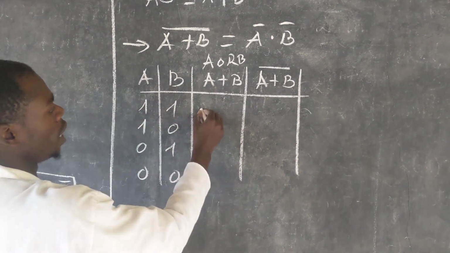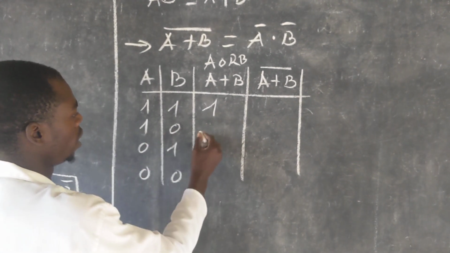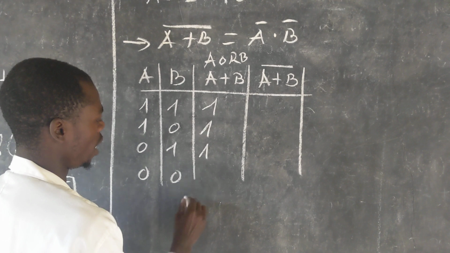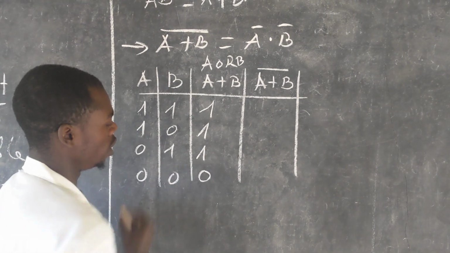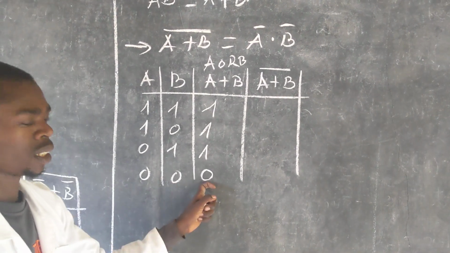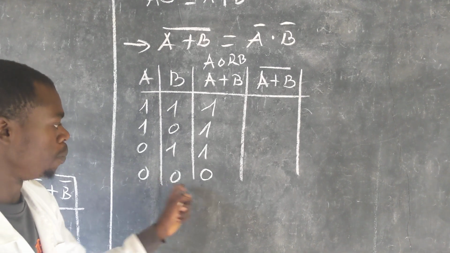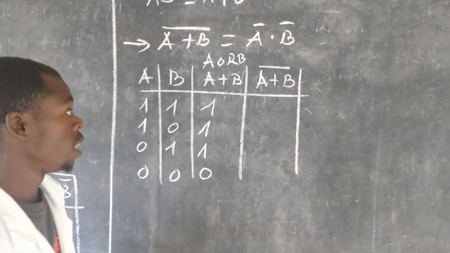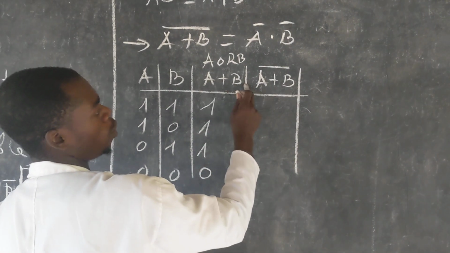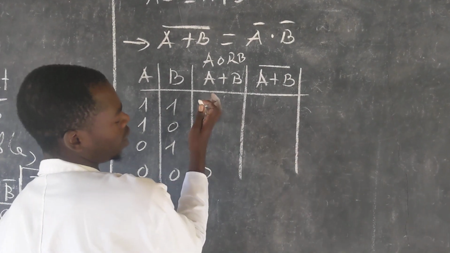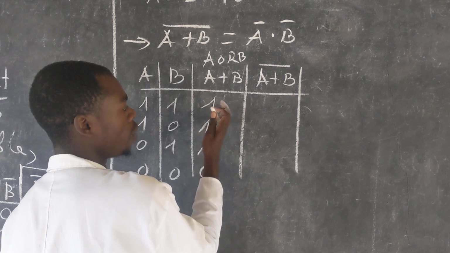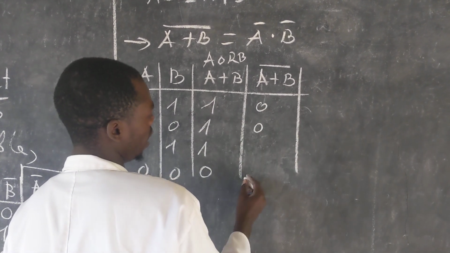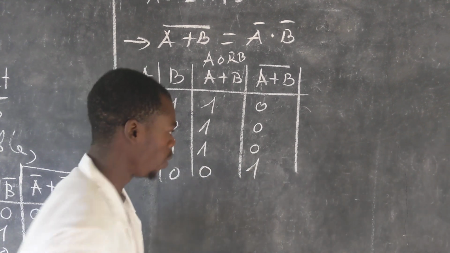So now 1 plus 1 equals 1, 1 plus 0 equals 1, 0 plus 1 equals 1, and then 0 plus 0 equals 0. It means we get false when both inputs are false, or when both conditions are false. So now, the negation of A or B: here we invert 0 into 1, and we invert 1 into 0, meaning that we have 3 zeros here, then here we have 1.